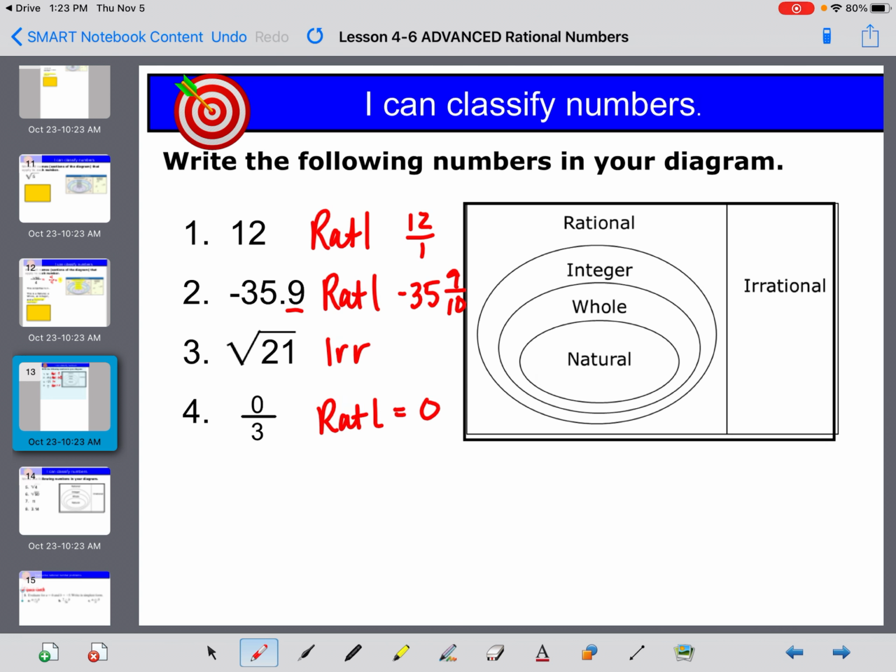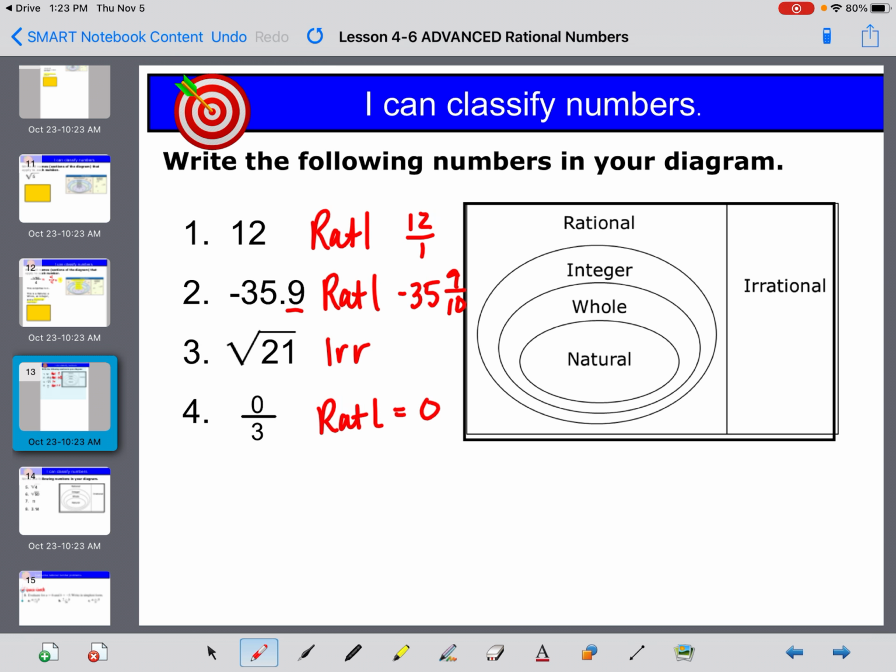Number 3, the square root of 21. Is there a number such that when I multiply it by itself, it equals 21? Nope. So that one falls in the irrational category. If I punch this into a calculator, I get a long, never-ending, non-repeating decimal.